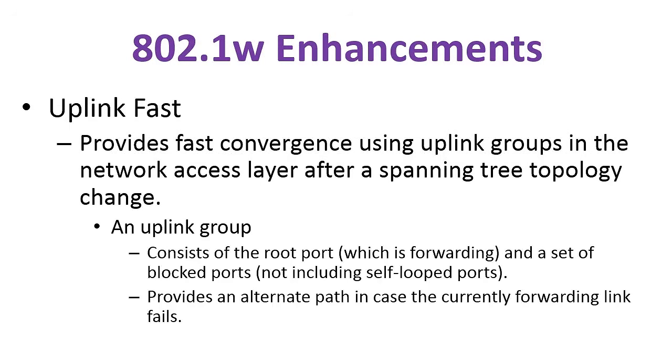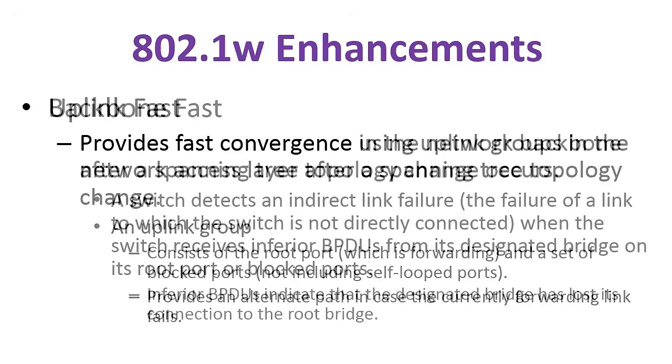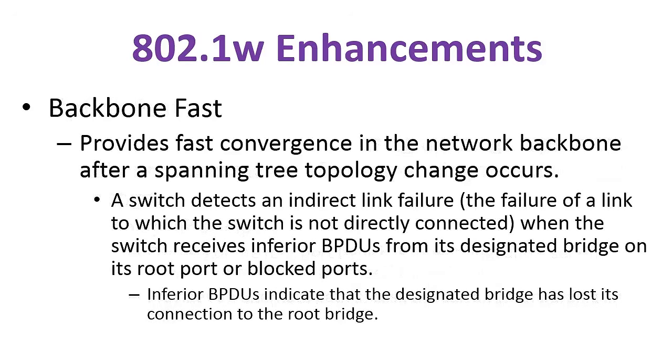First, uplink fast. Uplink fast provides fast convergence using uplink groups in the network access layer. So an uplink group consists of the root port, which as you know is forwarding, and then a set of blocked ports. And it provides an alternate path in case the currently forwarding link fails, and it does so immediately.